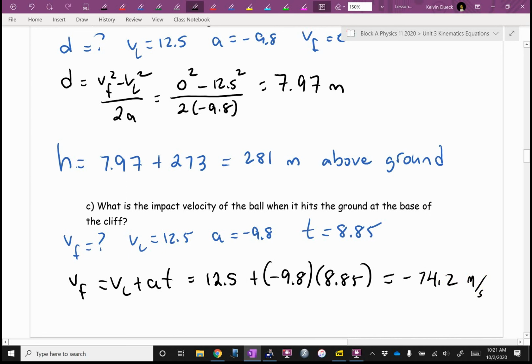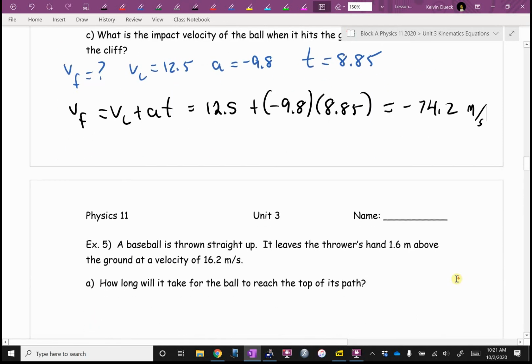Okay. Which I'm okay with a negative. It's when we're using the VF squared equation and we square root, we always have to ask, okay, was I traveling up or down? Maybe I wanted the negative answer that my calculator didn't give me. Next page.